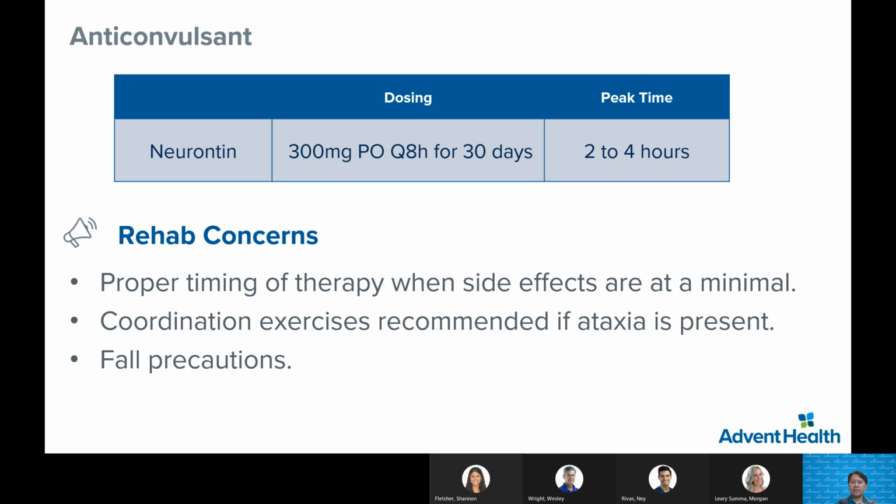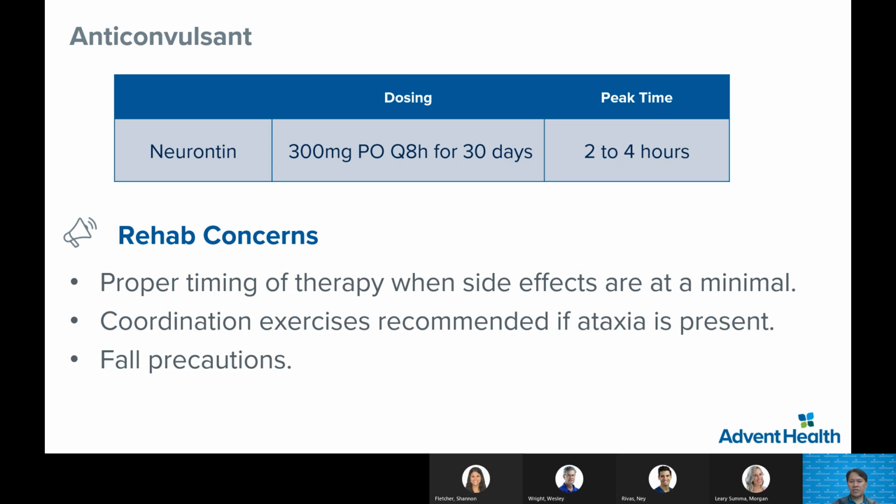Rehab concerns are headache, dizziness, sedation, and gastric disturbances such as nausea and vomiting, which could be a barrier for effective therapy. Therapists can address this by scheduling therapy when symptoms are relatively mild. There are also cerebellar side effects such as ataxia that are common and should be addressed during therapy with coordination exercises to resolve this concern. Precaution is needed when out of bed and ambulatory activities are performed to avoid falls. Of course, we have to use assistive devices appropriately so that we could avoid falls.